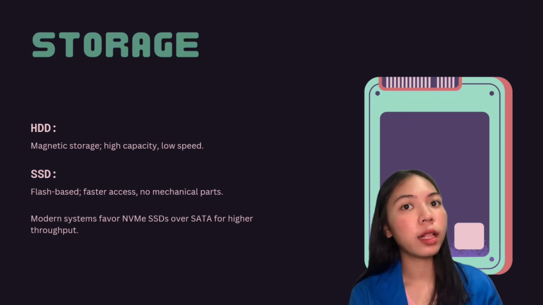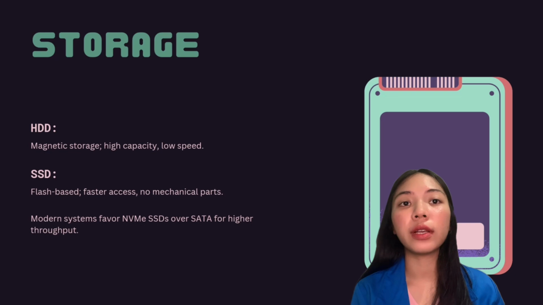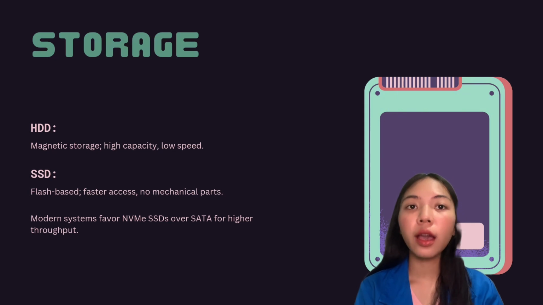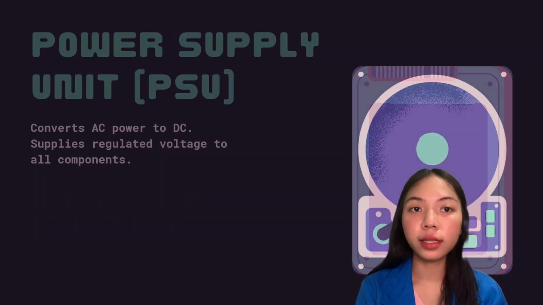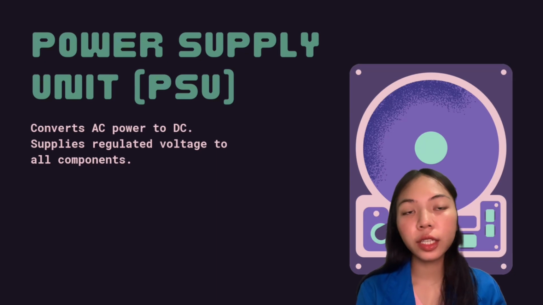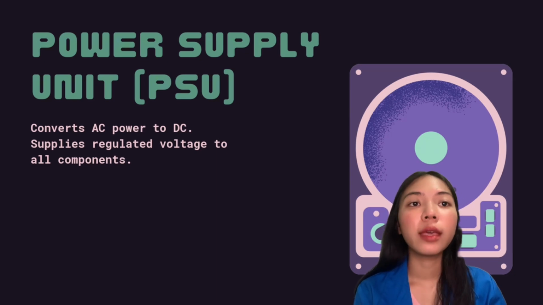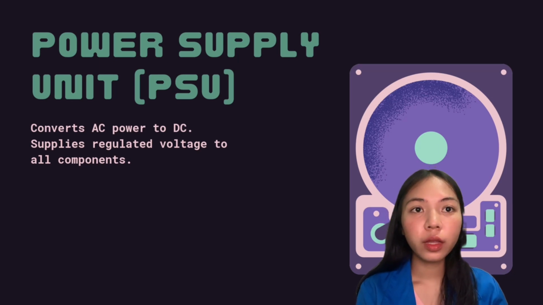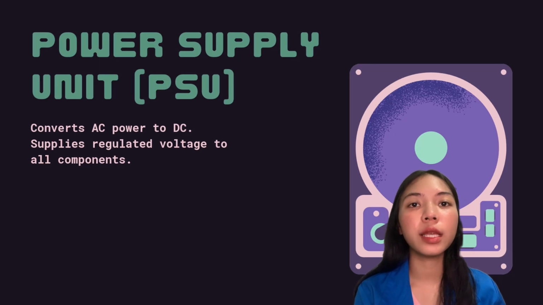HDDs are mechanical and slower. SSDs are faster and more reliable. NVMe SSDs connected via PCIe offer even greater performance. The power supply converts AC power to DC and supplies regulated voltage to all components. The PSU converts AC electricity to stable DC power. It must match the power needs of all components. A quality PSU prevents damage and power instability.